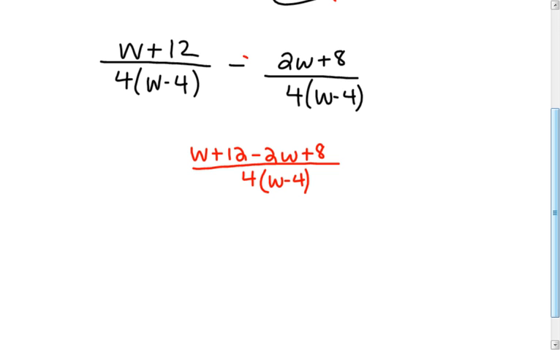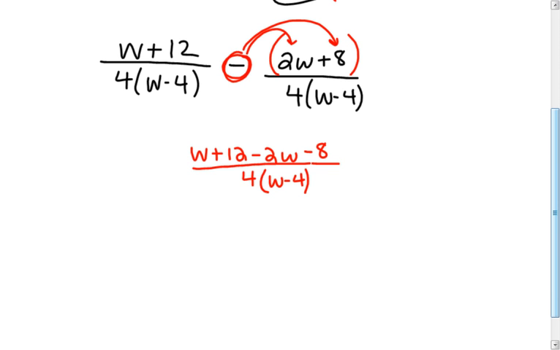You have this subtraction sign in between. Okay? But you need to subtract this whole entire quantity. If you write it how I have it written, the only thing you're subtracting is the 2w. You're not subtracting the 8, okay? You need to subtract the whole quantity, so you need to take this negative and distribute it through that parentheses. When you distribute it through the parentheses, then you have negative 2w, and instead of plus 8, you should have minus 8.